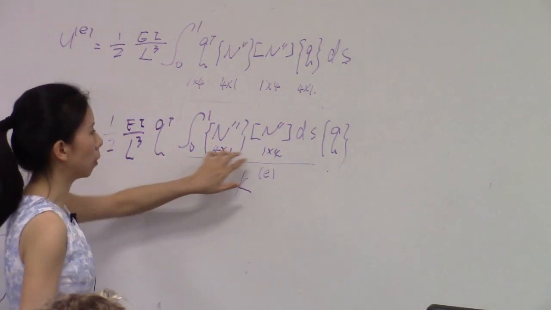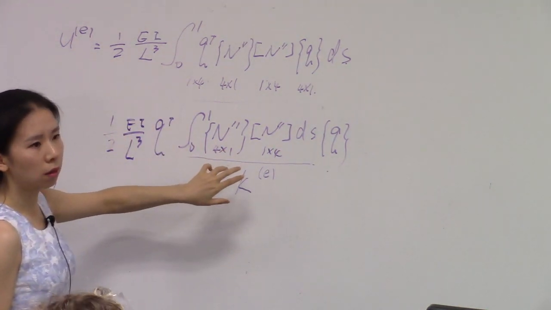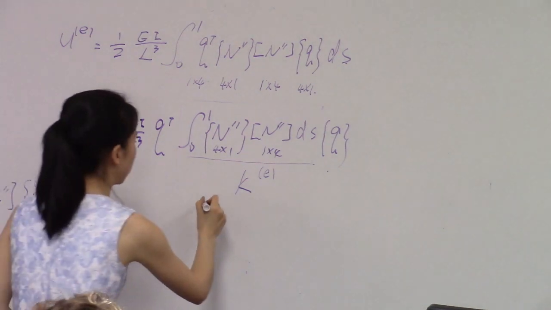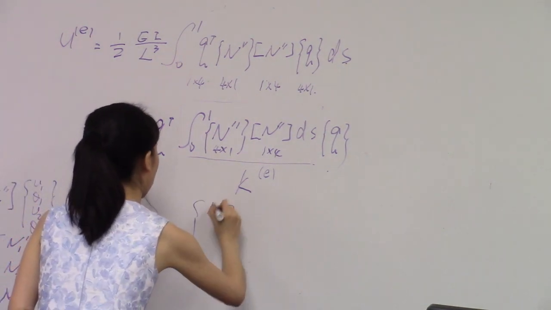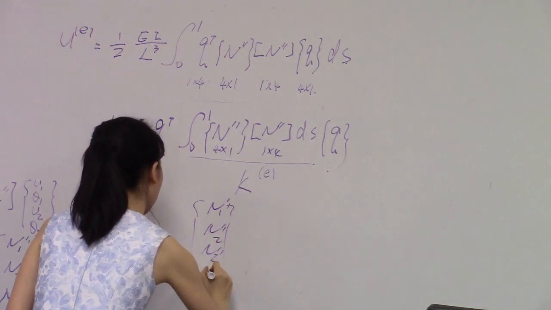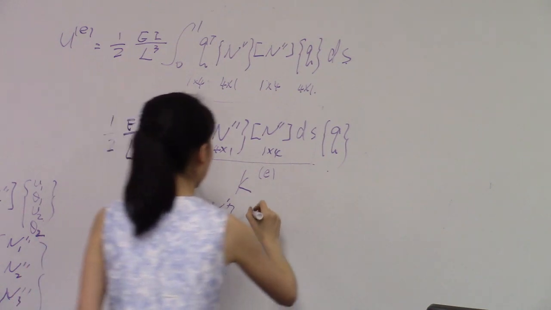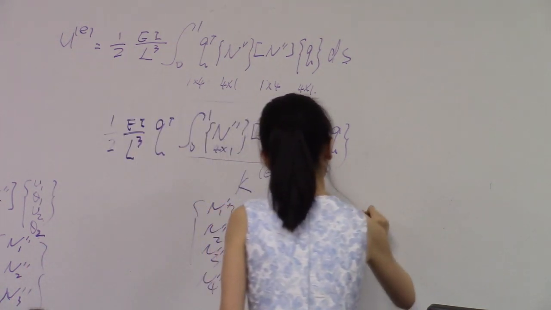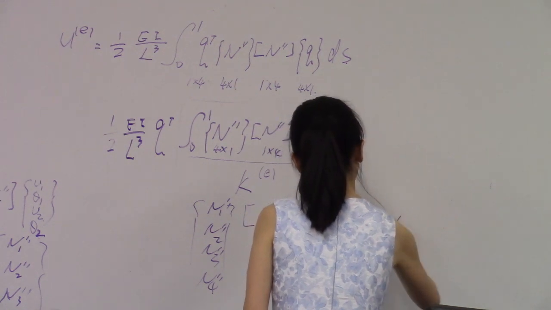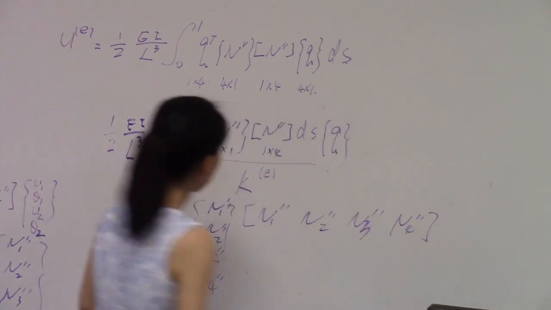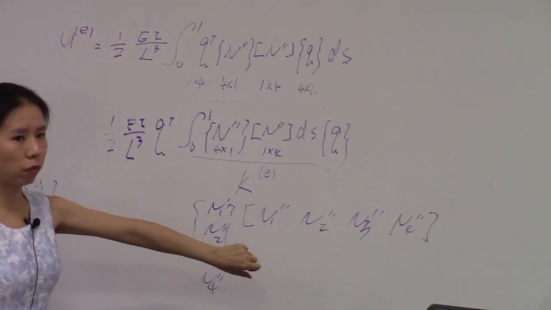What should be the size of this one? 4 by 4, right? Because it's like this. N1, N2, N3, N4. And then you have N1, N2, N3, N4. If you calculate this one, it should be a 4 by 4 matrix, right?